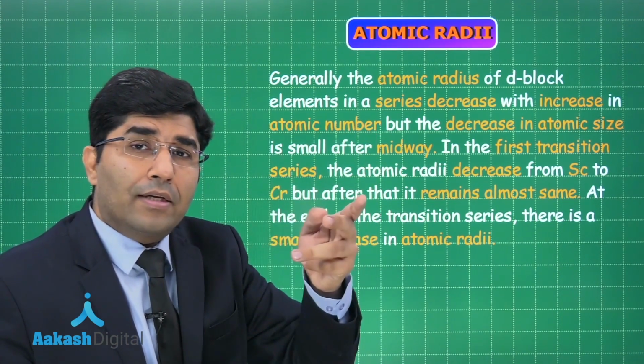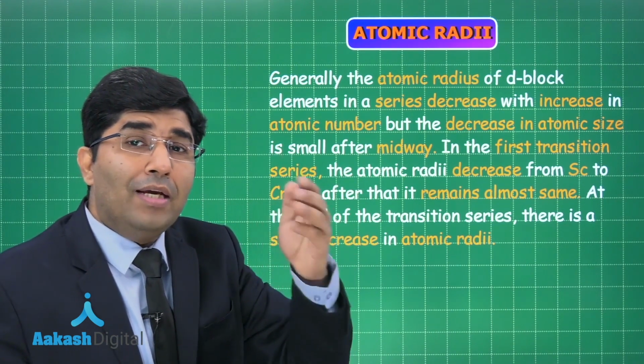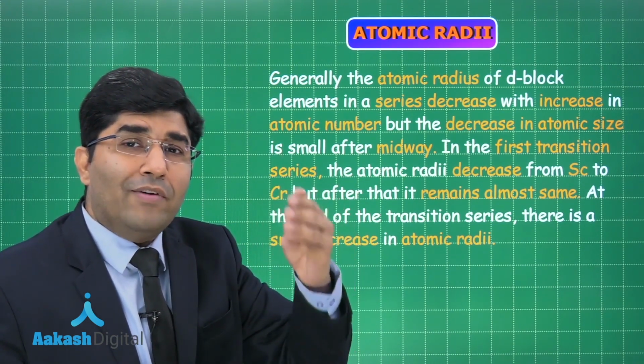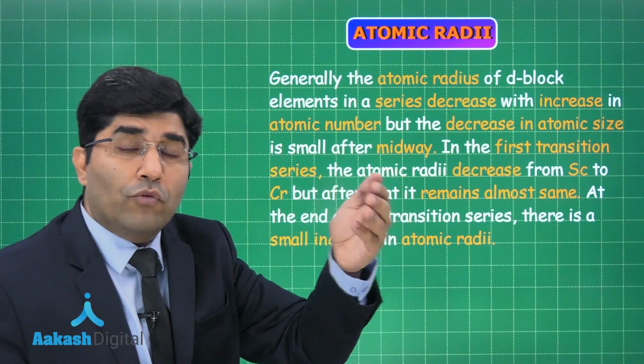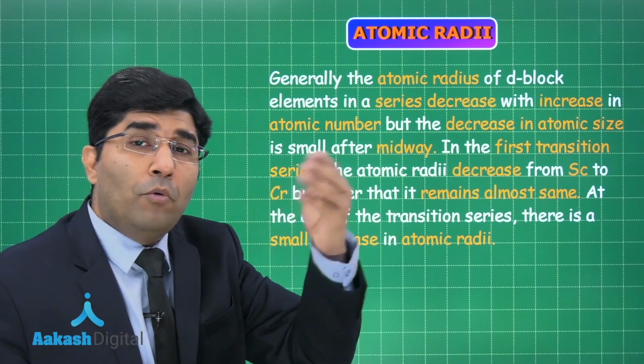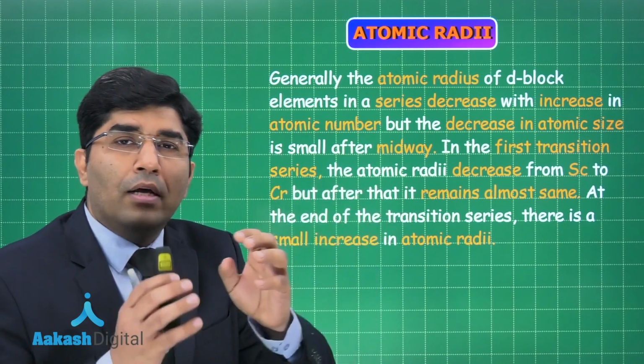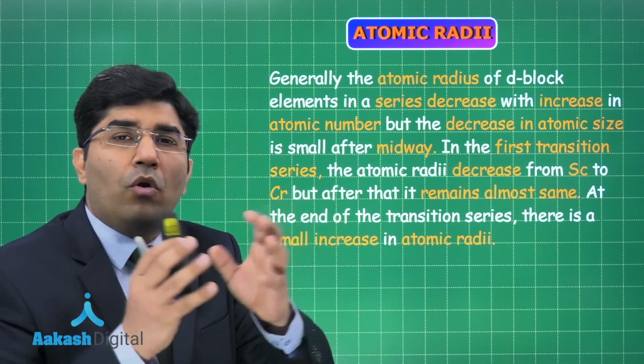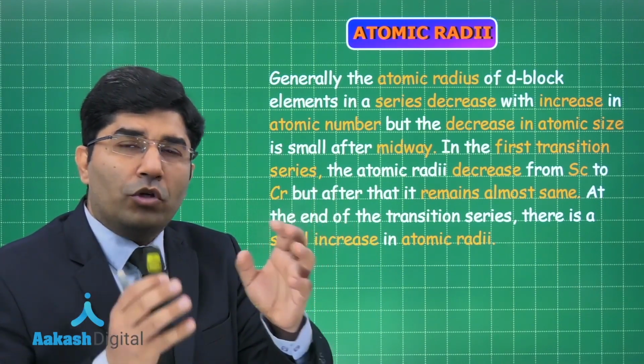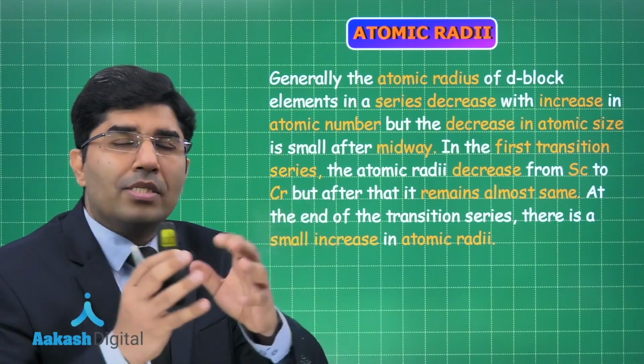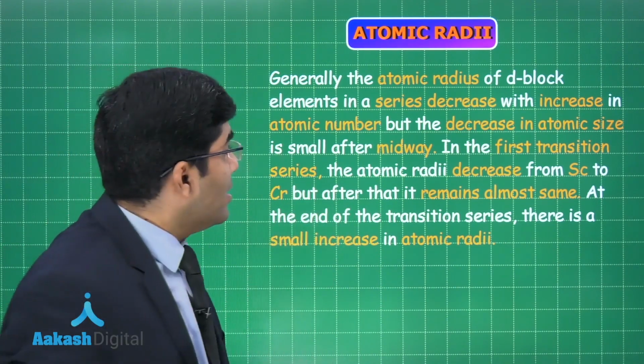But after that, since we are filling the d subshell, so d7, d8, d9, d10, what are we doing? We are putting more and more electrons in the d subshell. The repulsion between the electrons takes place. So due to that electronic repulsion, size increases. And you can see this in the graph.